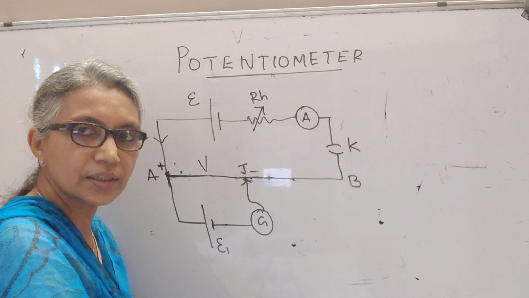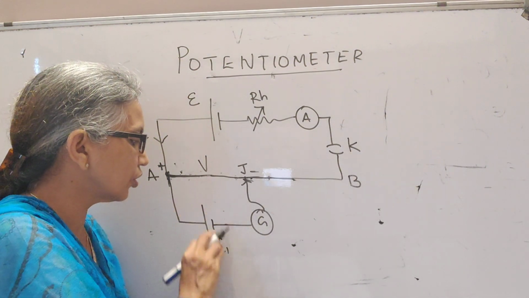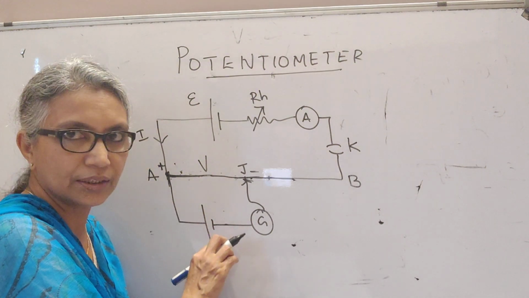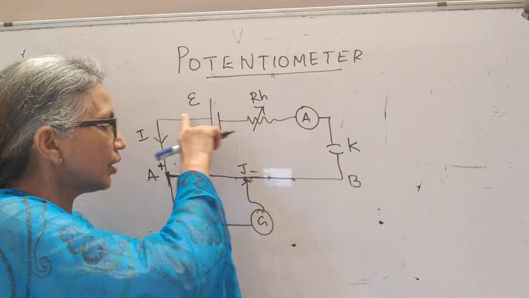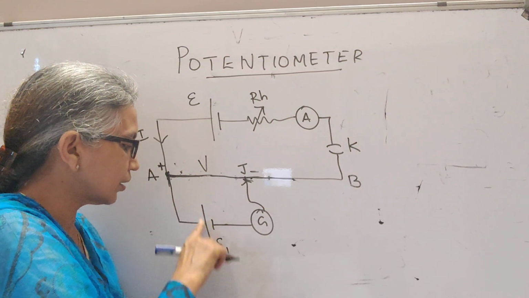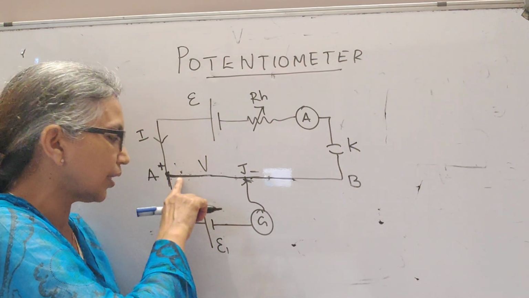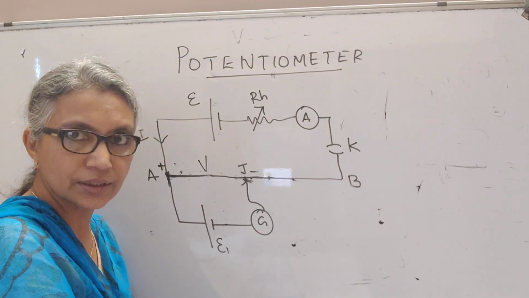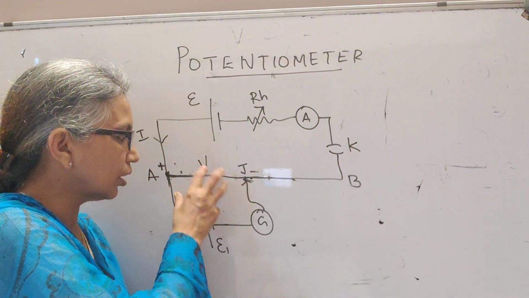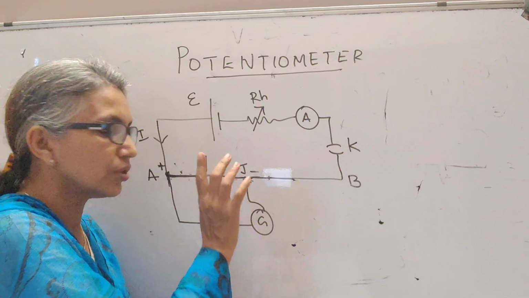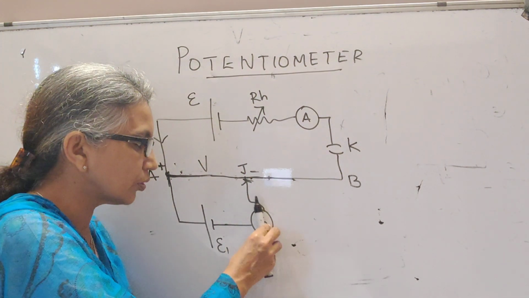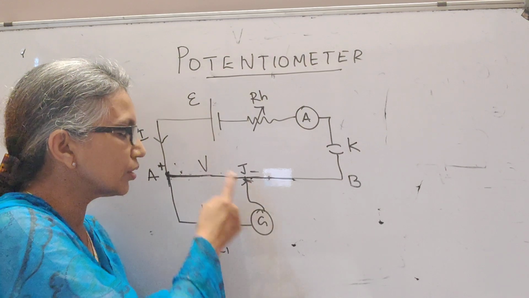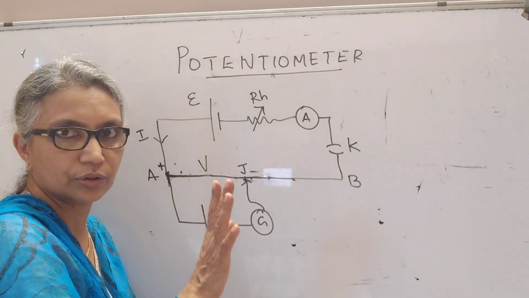So the first mistake is you have connected your cell with the wrong polarity. Both the driver cell's positive and the positive of the cell in the secondary circuit must come to end A. Otherwise, your connection is not going to give you zero deflection. At no point will you get a zero deflection, because there will always be current in your circuit.